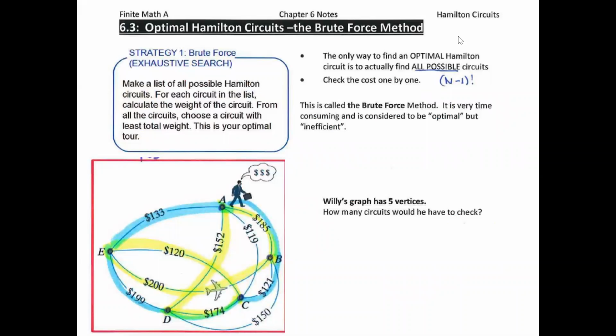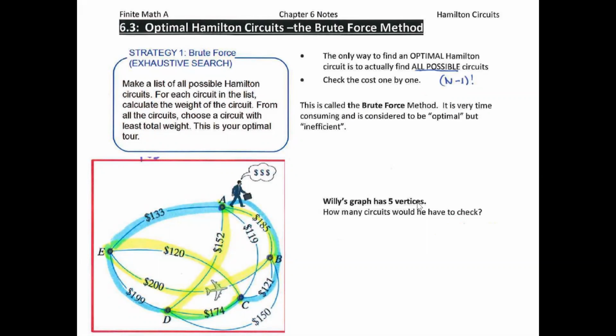The only way to find an optimal Hamilton circuit is to actually follow all the possible circuits. So unfortunately, you can't just use (n-1) factorial. You will literally have to check the cost one by one. This is called the brute force method, which I figured is rightfully so and very appropriate. It is very time consuming and is considered to be optimal but inefficient nonetheless.